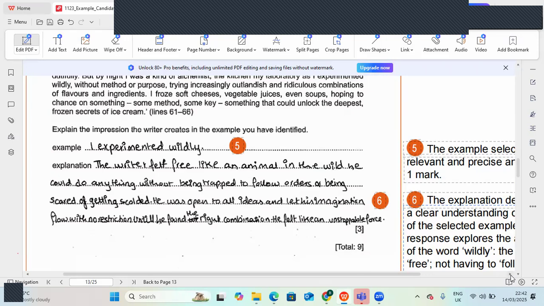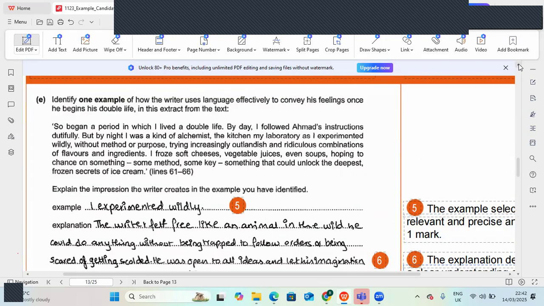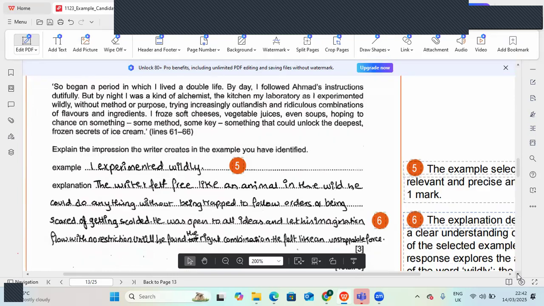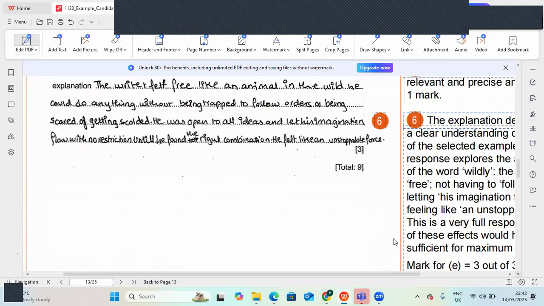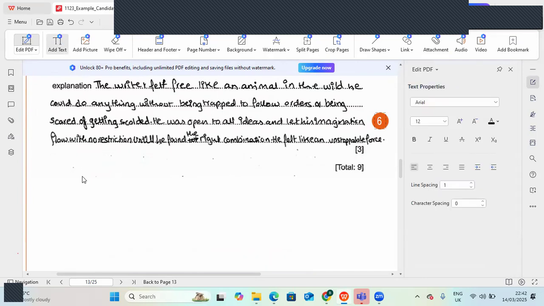So if you had selected, for example, the kitchen, my laboratory. I was a kind of alchemist. Even if you have selected this example over here, I was a kind of alchemist. So what would be your response in that case? How would you write the explanation for this text? For example, over here, I'll write it for you.